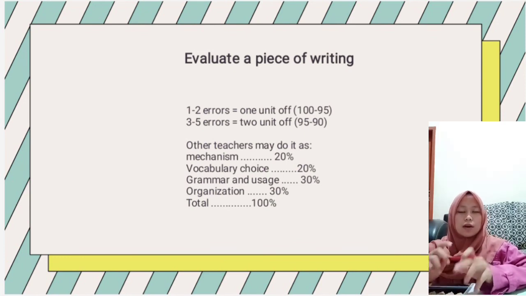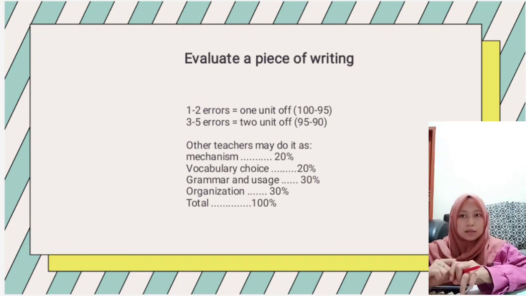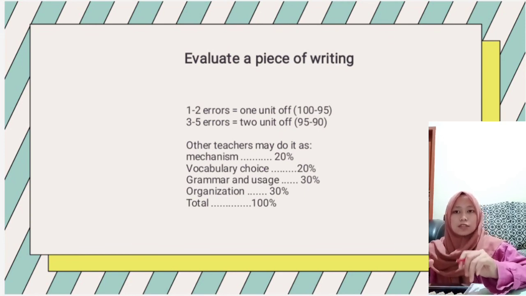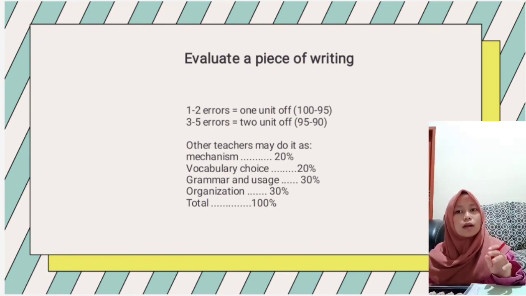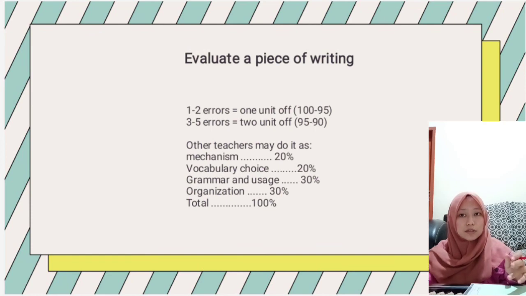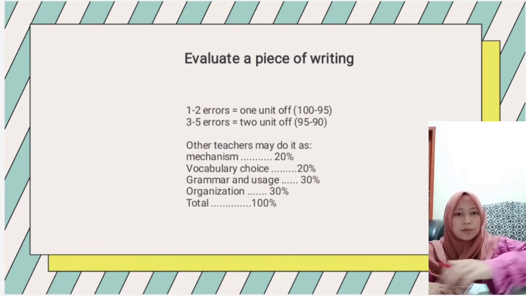But other teachers may do it as for a mechanism. There are 20%, and for vocabulary choice there are 20% too, and for grammar and usage there are 30%, and for organization 30%, and for the total 100%.